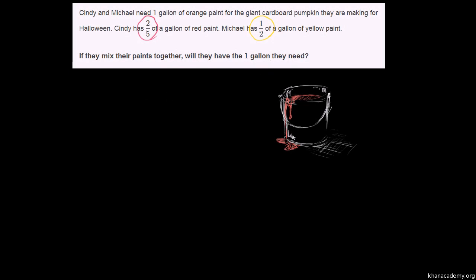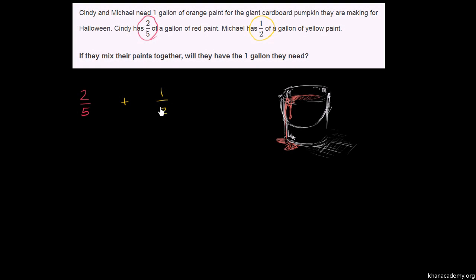So let's think about that. We're going to add the 2/5 of a gallon of red paint to half a gallon of yellow paint, and we want to see if this gets to being 1 whole gallon. Whenever we add fractions, right over here, we're not adding the same thing. Here we're adding 2/5. Here we're adding 1/2.